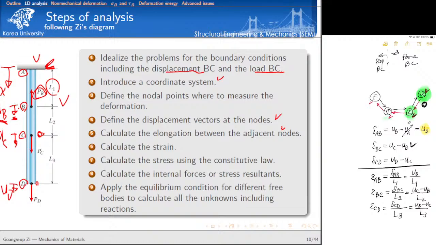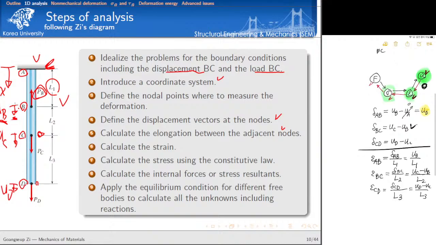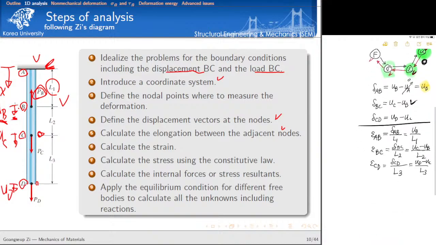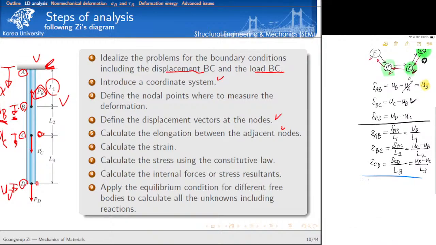We need to calculate the stress value. How? We want to use Hooke's law. This is really straightforward. The stress of the AC segment is the elastic modulus of that segment. In this problem, for simplicity, I want to consider that the same material is used, so the elastic modulus is constant from point A to point D. Elastic modulus times the strain of that segment. This is equal to what? E times L1 UB.